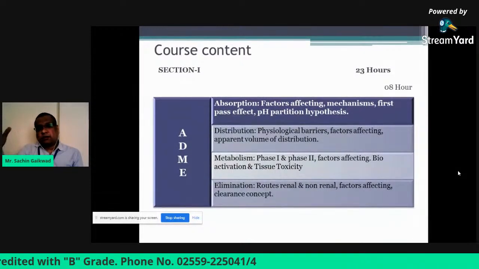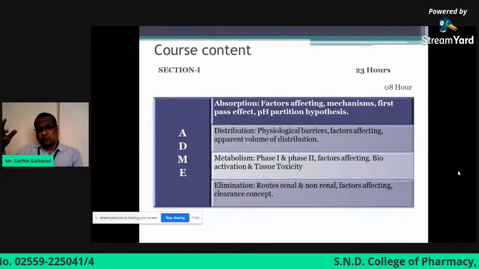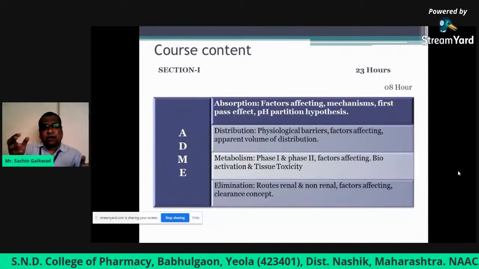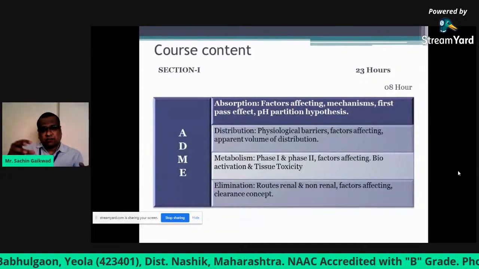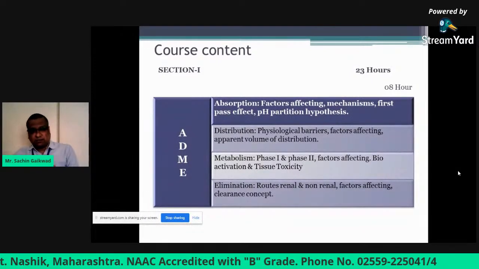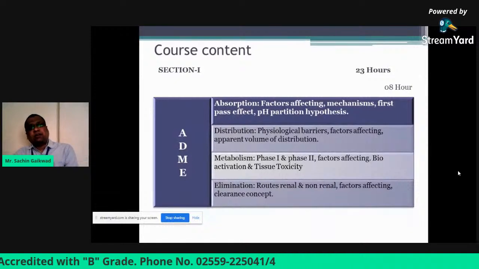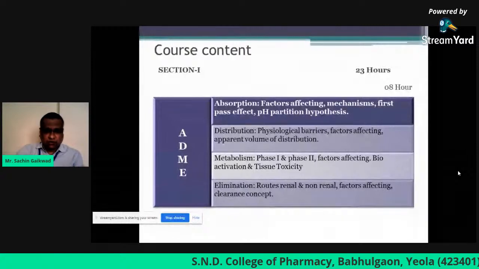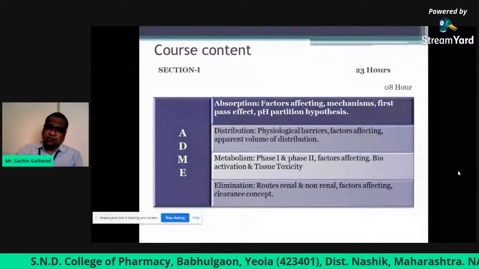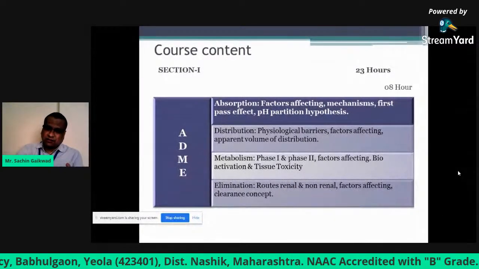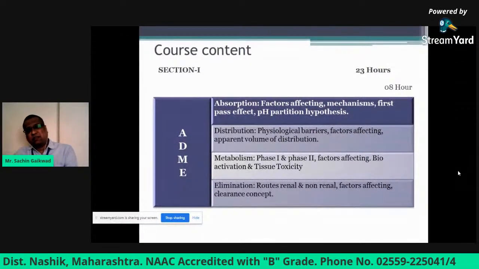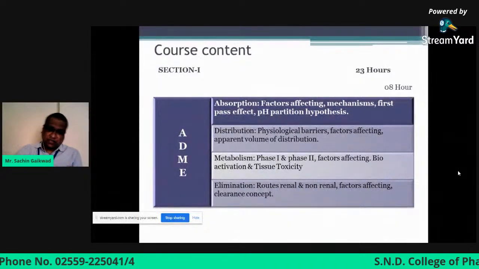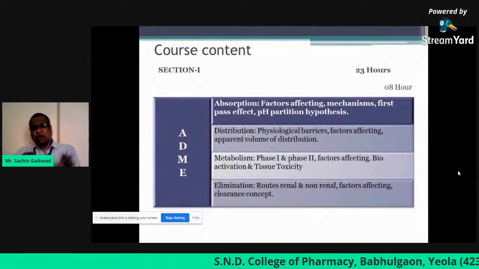After that, the important point under this chapter is metabolism. Everyone already knows that whatever we administer will get metabolized in the body. So, we will discuss clearly here about drugs, particularly how any drug we administer will get metabolized. Phase first metabolism, phase second metabolism, factors affecting metabolism, activation, and tissue toxicity. We have to learn all these things under this point.